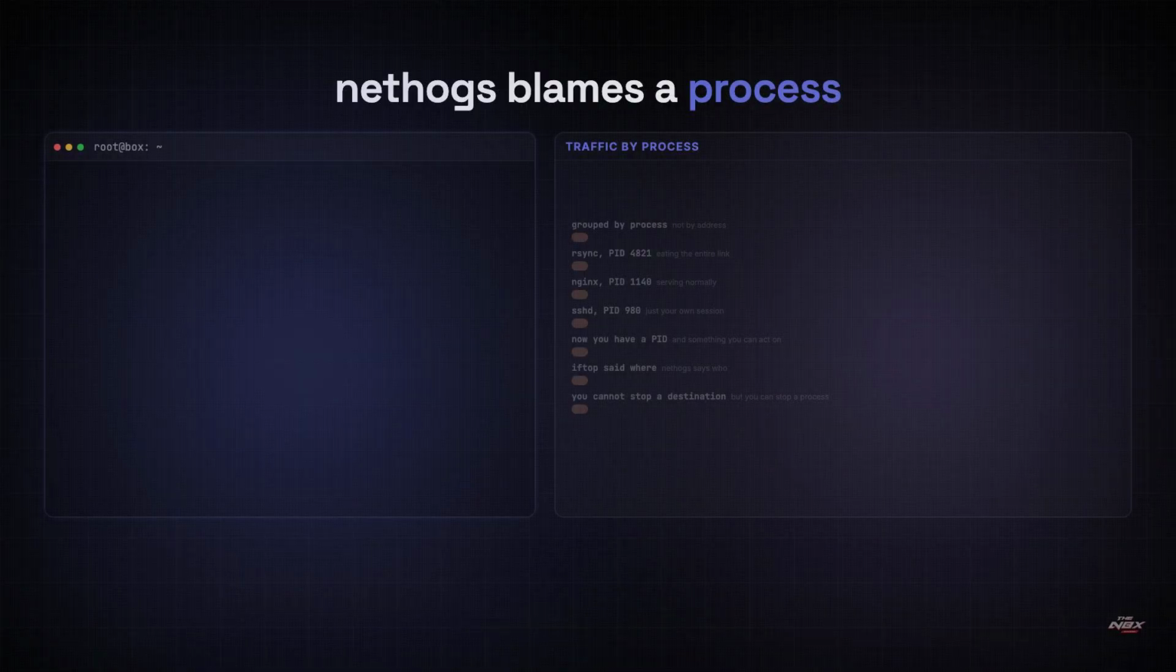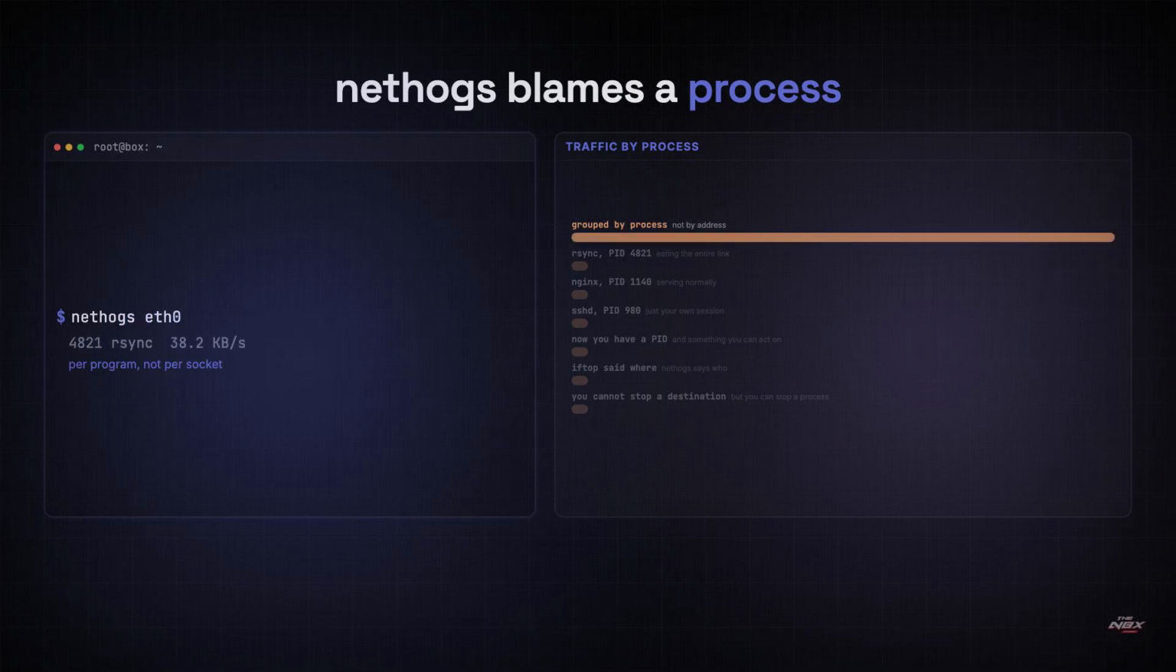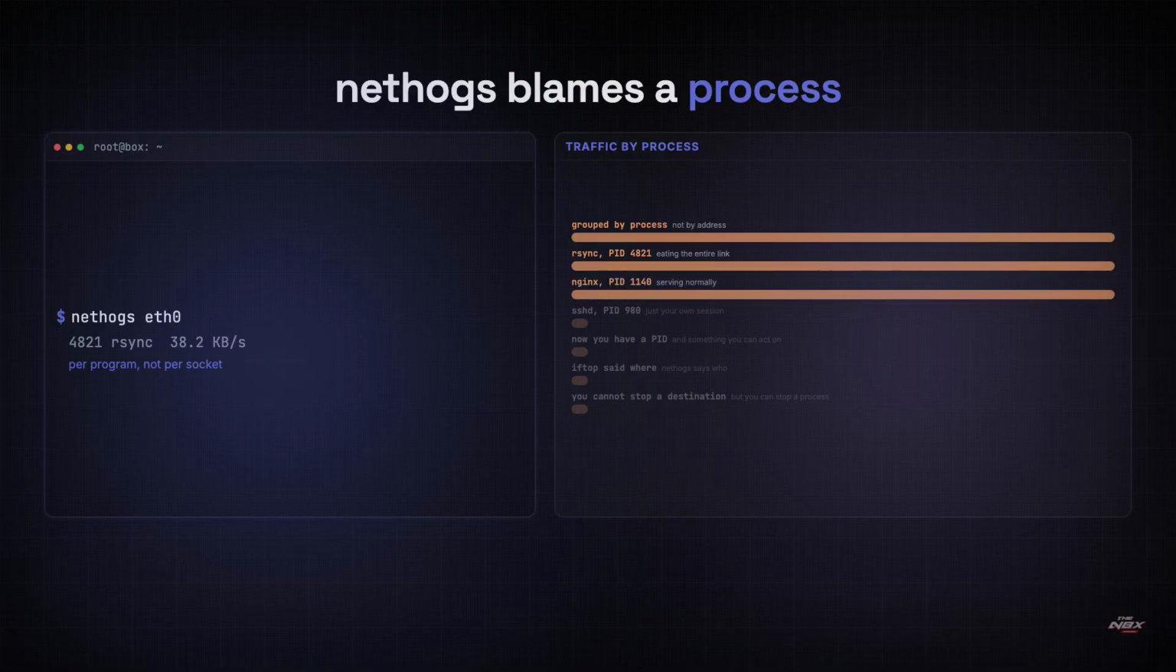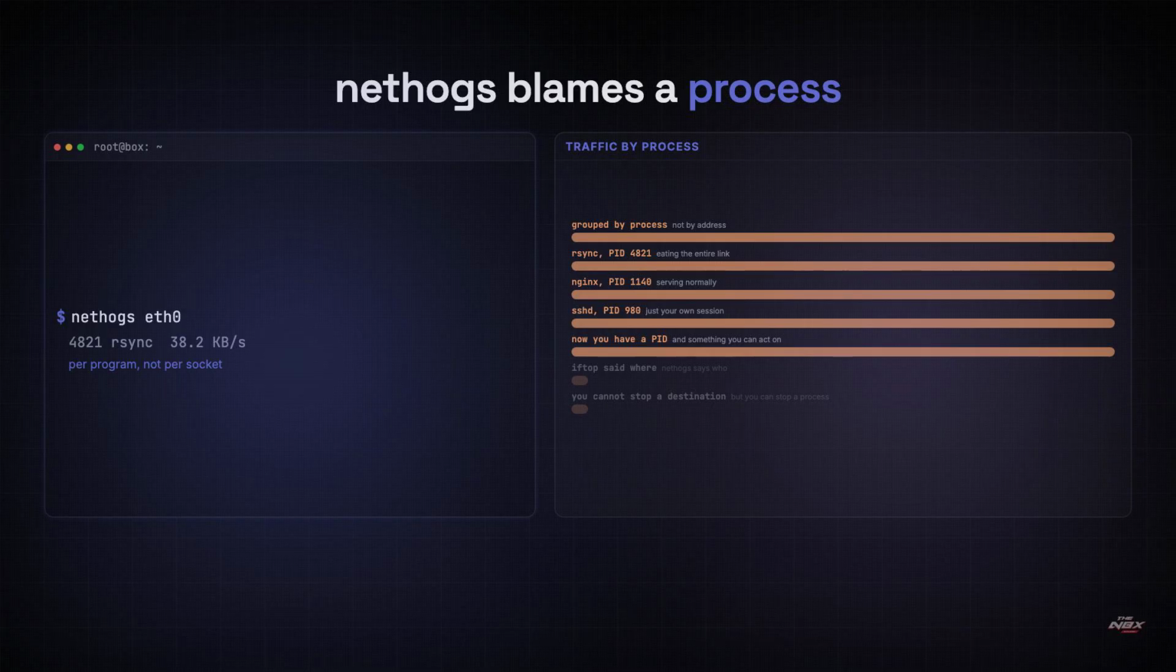iftop told you where the traffic was heading and then stopped just short of the genuinely useful part, which is what to do about it. Nethogs tells you what's sending it because it groups by process rather than by address. And the answer is immediate. Rsync process 4821 is eating the link. Nginx is serving normally. SSHD is your own session. Now you've a process ID, which means you've something you can actually act on. Renice it, throttle it, or wait for it.